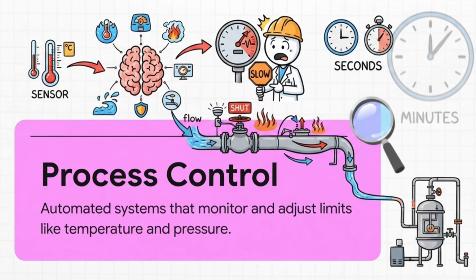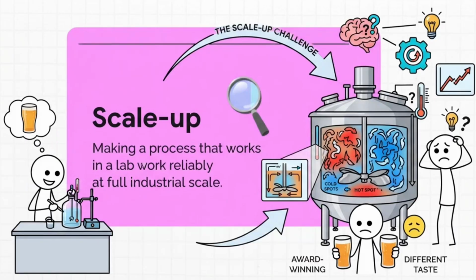Think of your home thermostat. It senses the room temperature dropping and automatically clicks your heating on. A chemical plant uses that exact same basic idea, just scaled up dramatically. It can automatically shut off a valve the very instant pressure rises past a safe threshold, reacting in mere seconds instead of minutes. And that leads us to the final core concept for today: scale up.